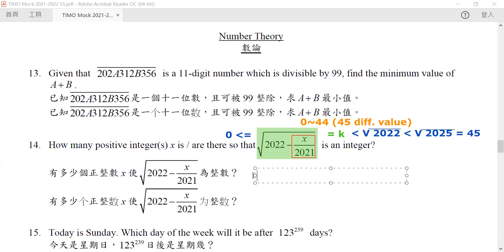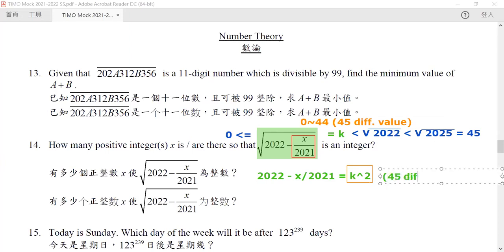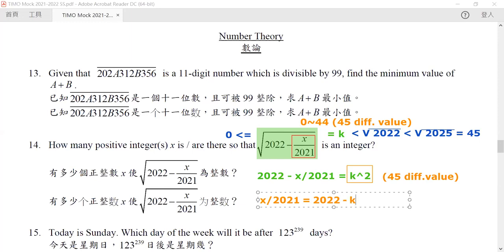Okay, so now let us rearrange it. We write it as the following: 2022 minus x, divided by 2021, is equal to k squared. Now notice that because k has 45 different values, k squared also has 45 different values. Now let us rearrange it so that x over 2021 is exactly equal to 2022 minus k squared.